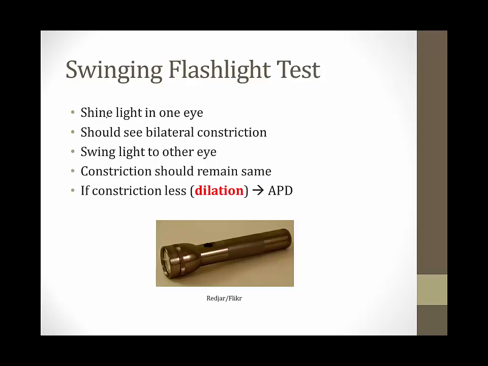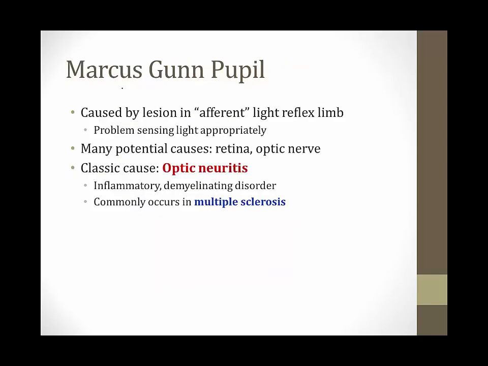To perform the flashlight test, you shine light in one eye and you should see bilateral constriction of the pupils. You then swing the light to the other eye and the degree of constriction of both pupils should remain the same. If the constriction is less when you shine light into one eye, in other words, if the pupils dilate to some degree, this means there is a problem picking up light in one of the eyes, and this is known as an afferent pupillary defect. The Marcus Gunn pupil is an example of an afferent pupillary defect.